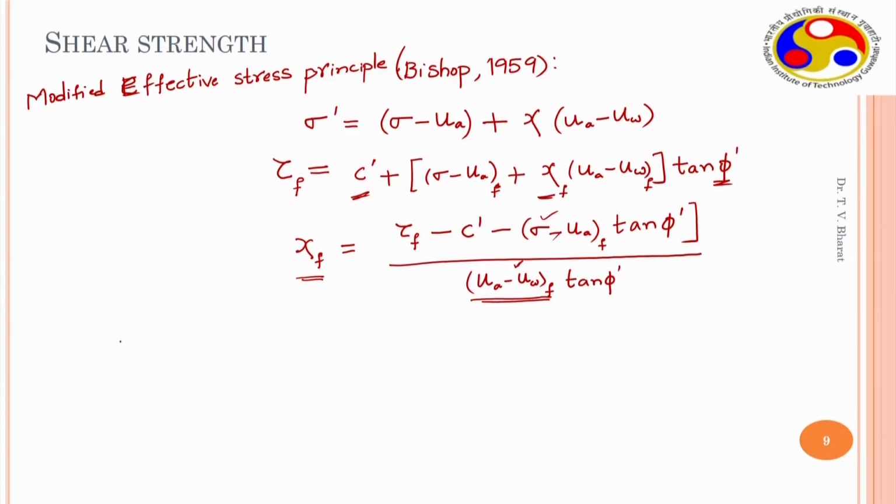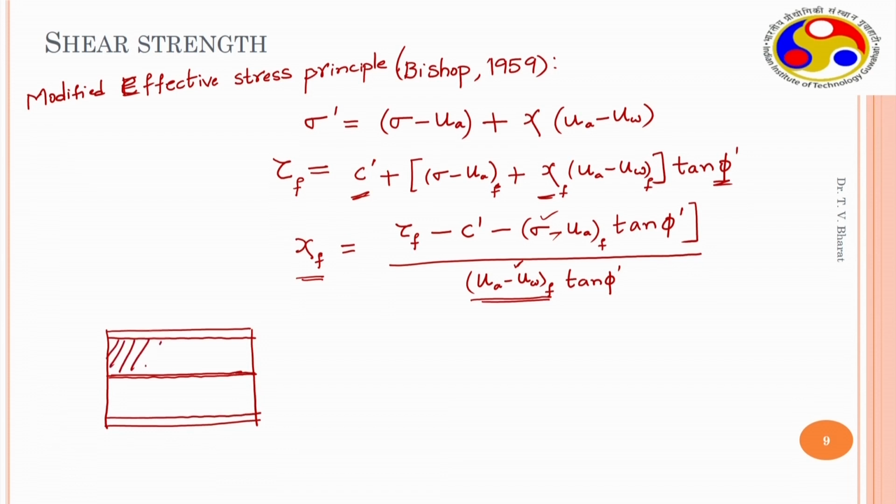The modified direct shear or suction controlled shear box test is similar to the normal direct shear apparatus, where you have two halves in which the soil is available, and you have a porous stone at the top and bottom. Here soil is available, and here also soil will be available.